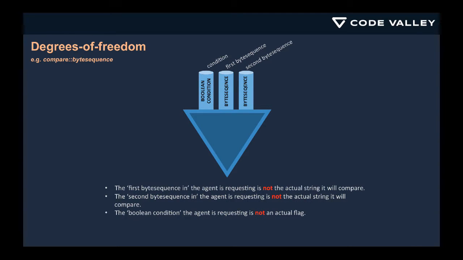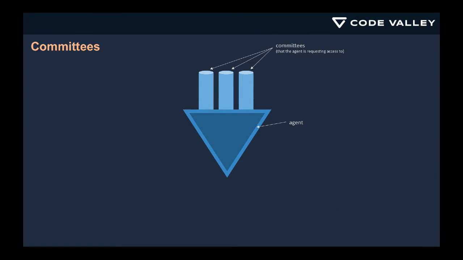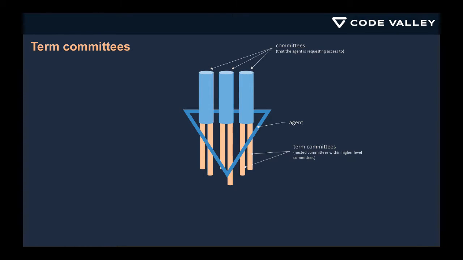This first byte sequence DOF is the agent saying, Mr. Client, please make sure you put me in this special byte sequence committee with all the other guys who need this string as part of their designs, so that we can design the string ourselves. And the same for the second byte sequence. And the same for the condition. Committees are like the secret weapon of emergent coding, and the magic behind them? Committees contain nested committees. Which contain nested committees?